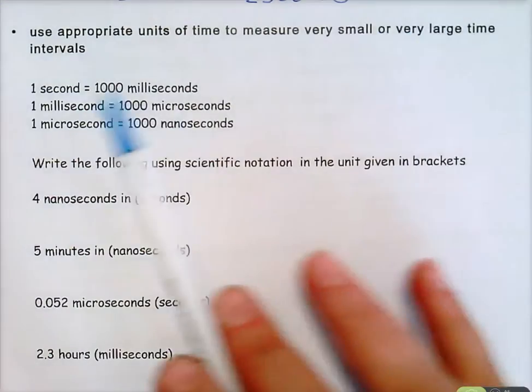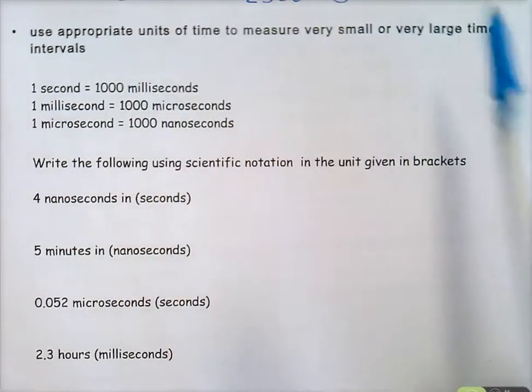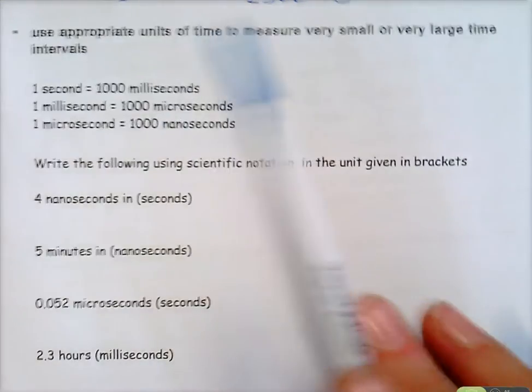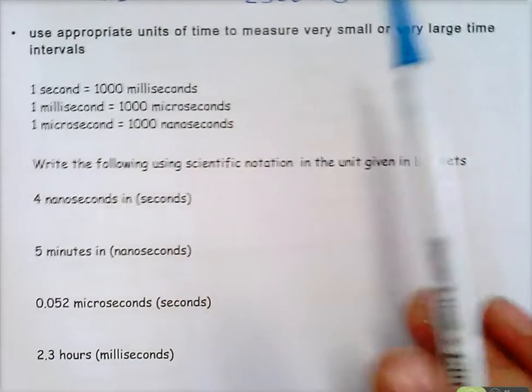All right, last bit. In science, we often come across very large or very small units. So girls, we know that milli means 1,000th of. Milli is the small thing.